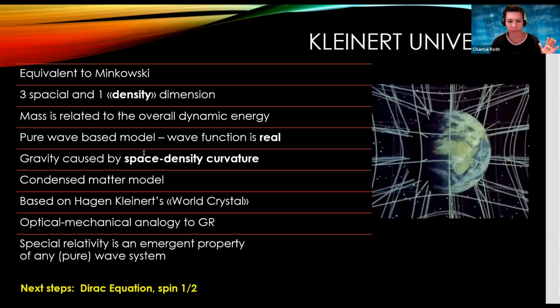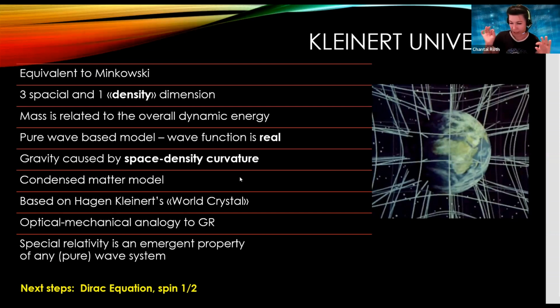So in summary, mass is really related to the overall dynamic energy in a certain volume. It's purely wave-based. So atoms, everything is waves. There are no particles. It's all basically waves in this model. Gravity is caused by the space density curvature, like this graphic here, where you have denser areas, where, as Jarek was saying, when you have a denser medium, the wave speed changes, and that's basically refraction. And this applies not just to light waves, but also to matter waves, right?